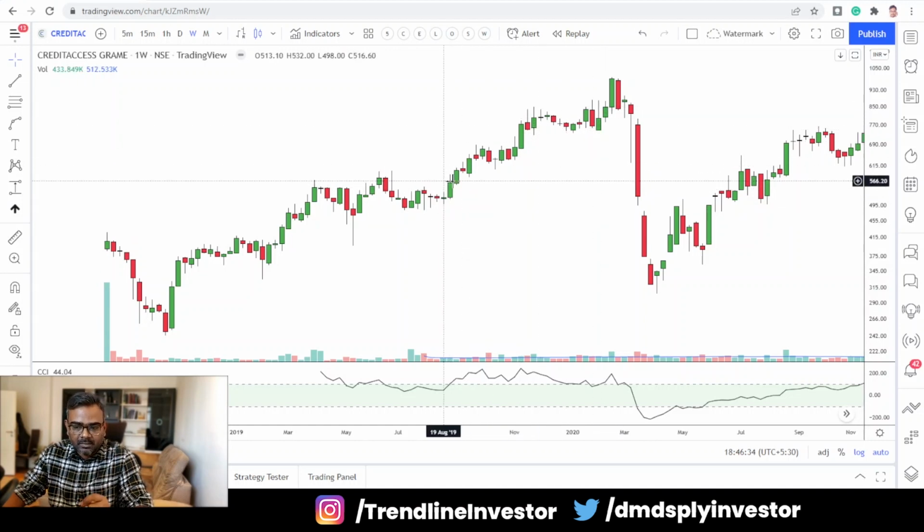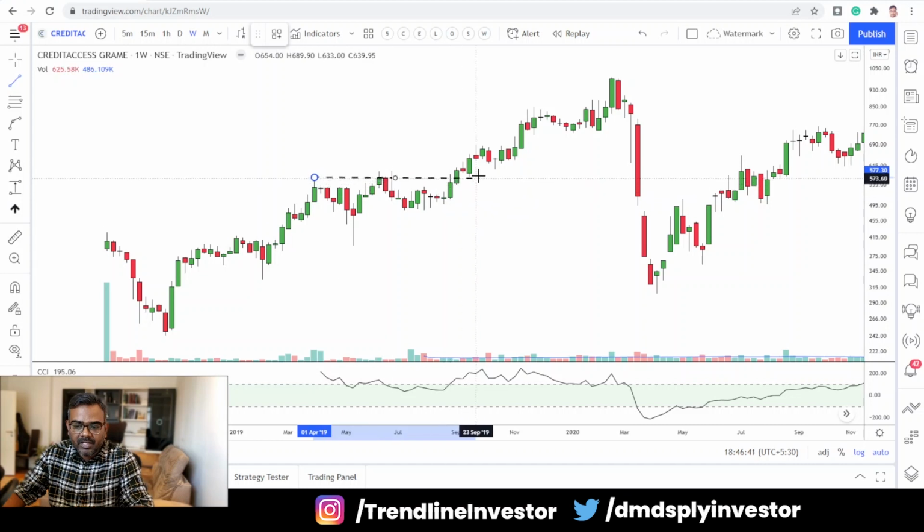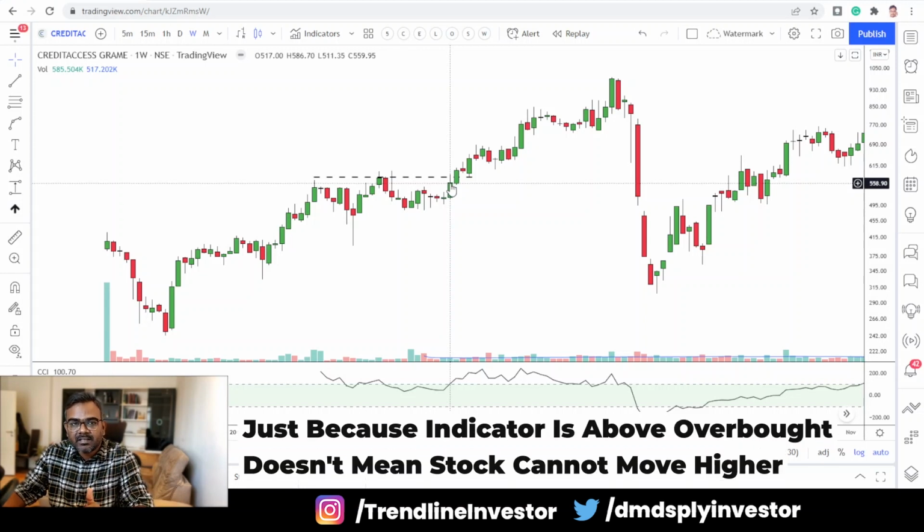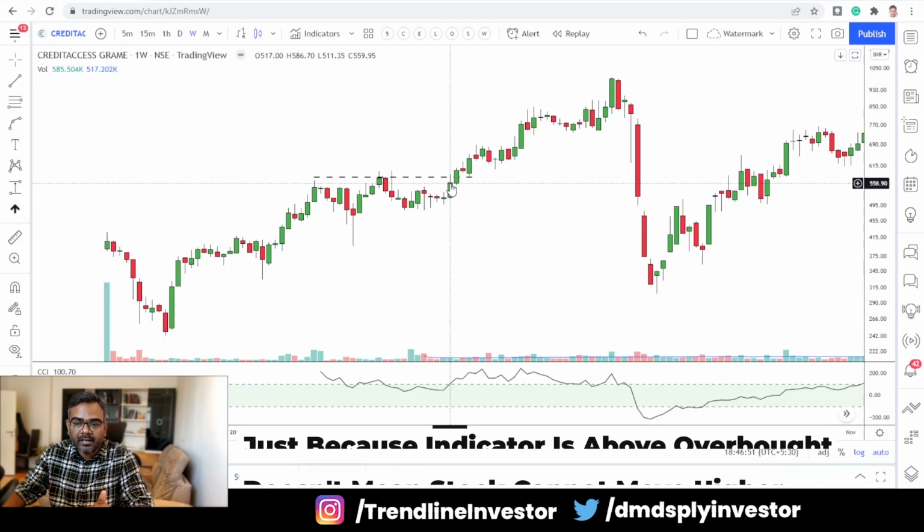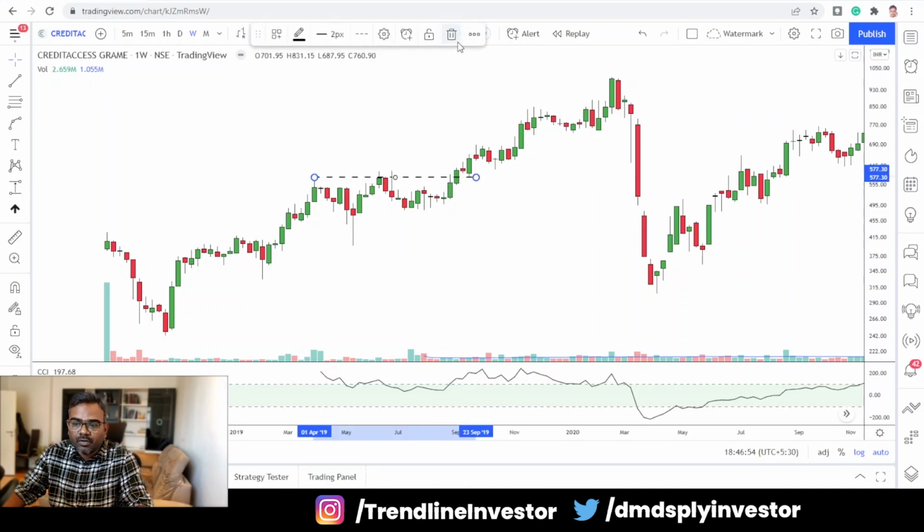Now, note I'm looking at long-term trend changes. An example for this, at this point here, I'm looking at a long-term trend change, right? That's a long-term trend change when it breaks out of that level. That's why I'm interested in the stock when it's above 100. So just because CCI is above 100 or indicators are above the overbought level doesn't mean a stock will not head higher. That's a myth, and do not fall for that, and do not get confused by that statement.